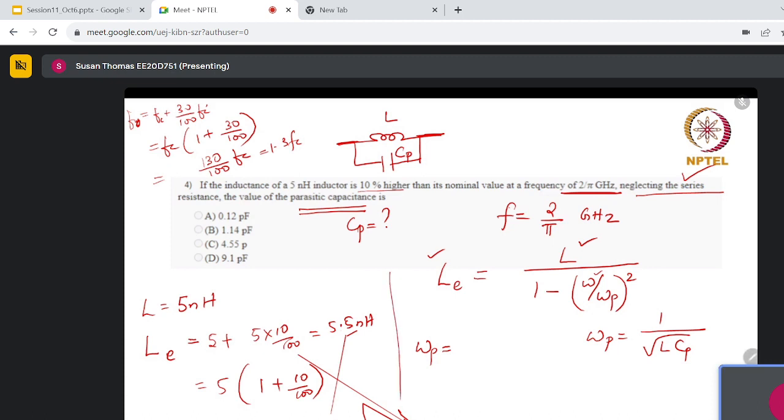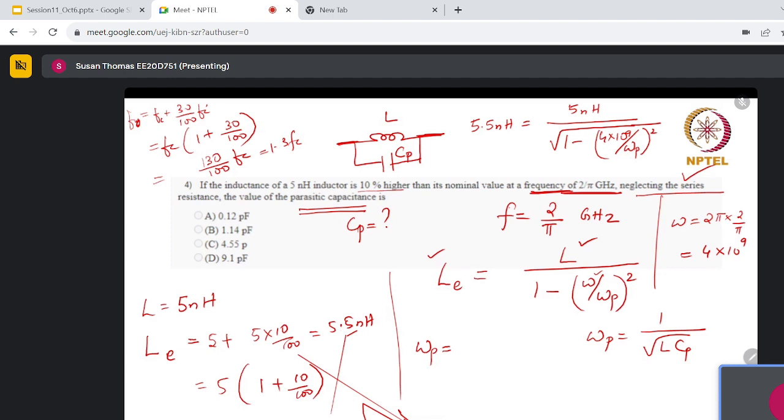Okay. So now by substituting this, L effective is 5.5 nanohenry and this is 5 nanohenry divided by root of 1 minus omega, where the frequency is 2 by pi. So to calculate omega, omega is 2 pi f, 2 pi into 2 by pi, so that will be 4 into 10 power 9. So this will be 4 into 10 power 9 by omega p, the whole square.